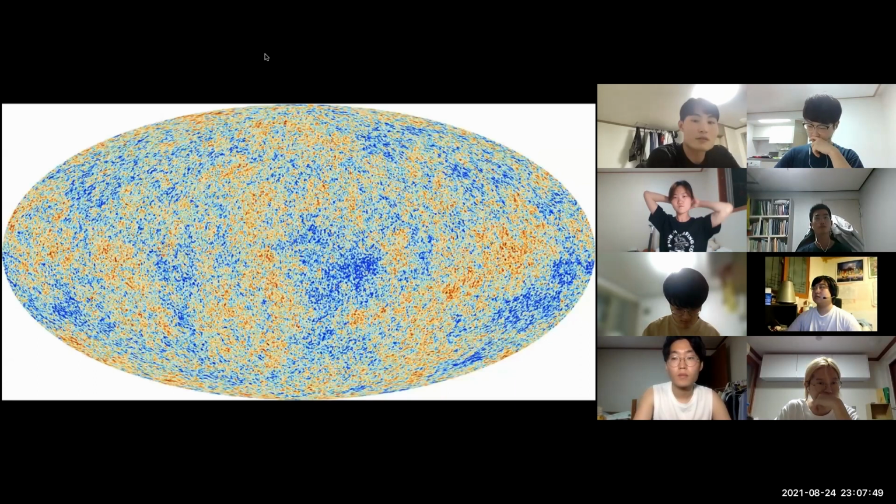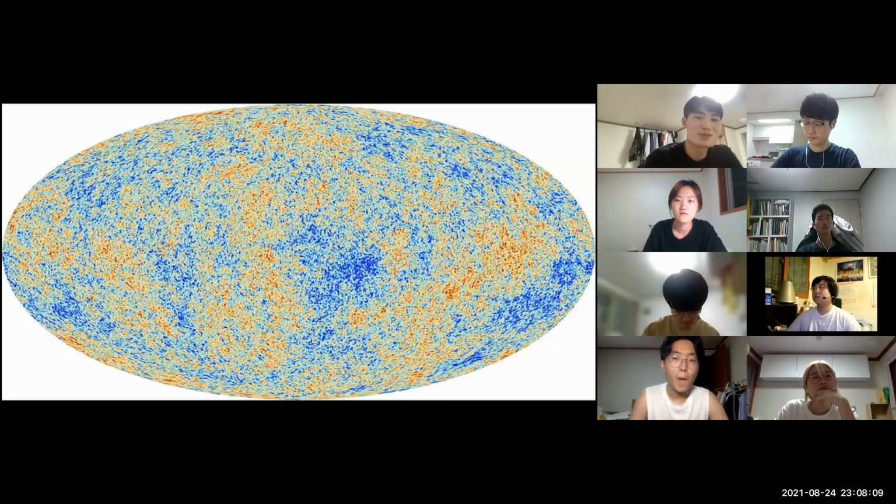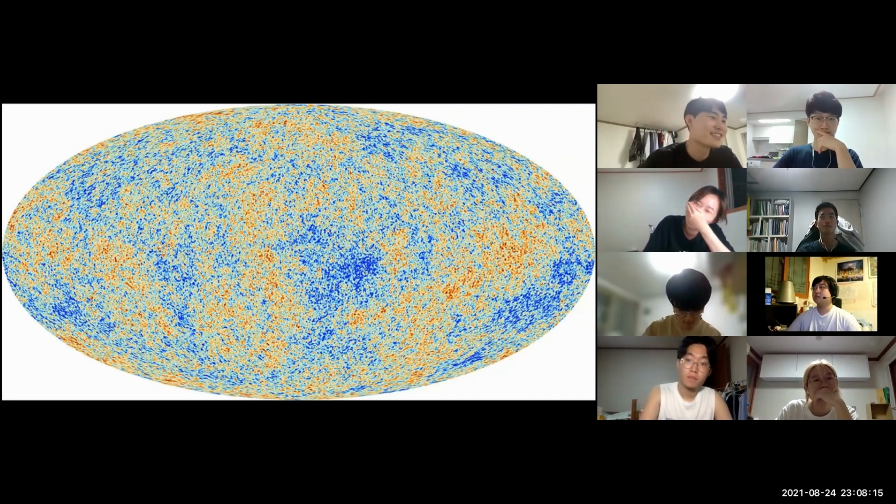This is the picture of the CMB. You can see that there is a little nonuniformity, and this nonuniformity is on the order of 0.00057 Kelvin. So it is very, very homogeneous and isotropic. For YouTube watchers who don't know about these concepts, I will attach some links, maybe pop up here, so you can follow this.